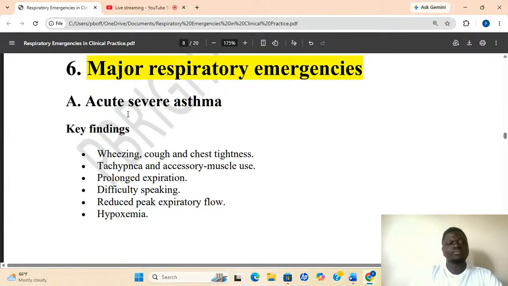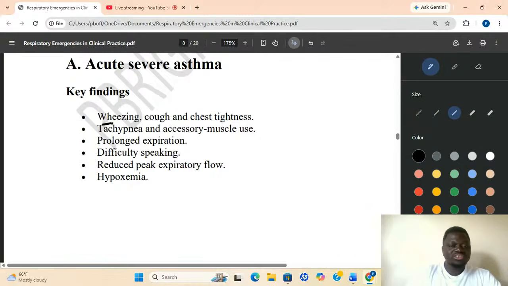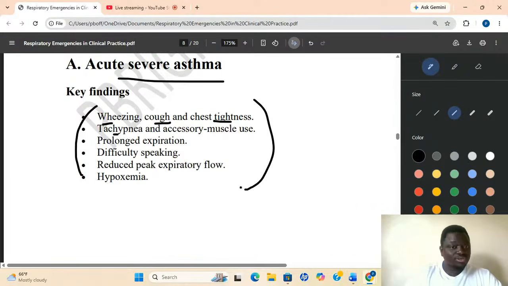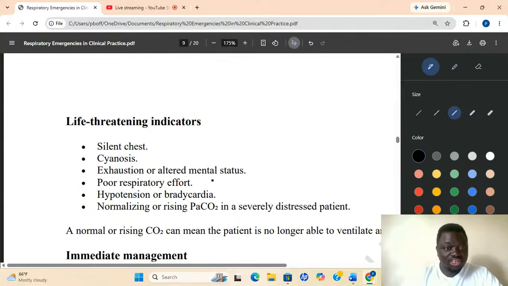Asthma. Asthmatic patients will come to your clinic with what? Wheezing, coughing, chest tightness, tachypnea. If NCLEX wants to test you, they'll give you some of these signs and symptoms: prolonged expiration, difficulty speaking, reduced peak expiratory flow rate, and what? Hypoxemia.